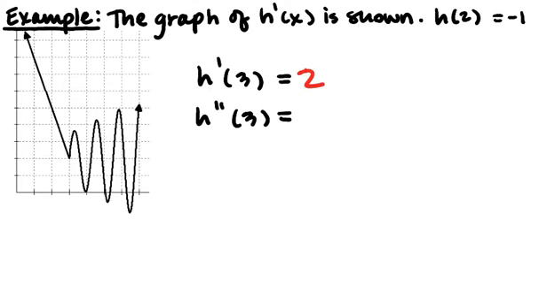h double prime of 3 fails to exist because of the sharp corner. Yes, good for you. Yeah, because the graph of h prime is shown, the derivative of h prime doesn't exist. h prime is not differentiable at x equals 3 because of the sharp corner. h prime of 3 does exist. It's 2. It's right there. That's all I got for you on this video.